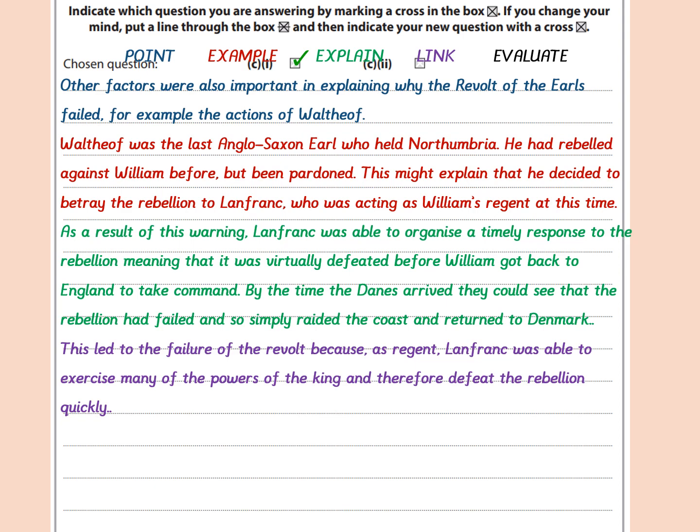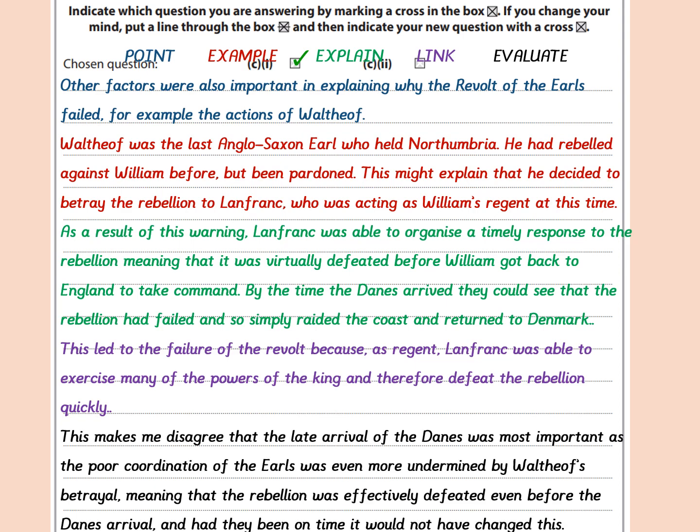Have I related this to how far I agree yet? Not yet, but here goes. This makes me disagree that the late arrival of the Danes was the most important, as the poor coordination of the Earls was even more undermined by Waltheof's betrayal, meaning that the rebellion was effectively defeated before the Danes' arrival, and that had they been on time, it would not have changed this.